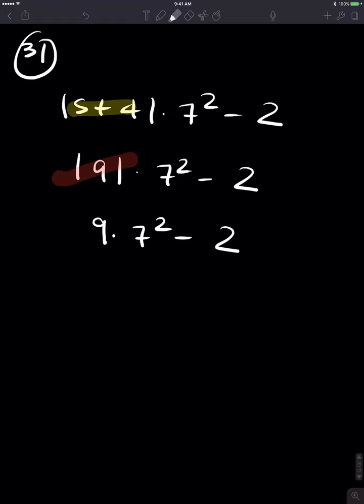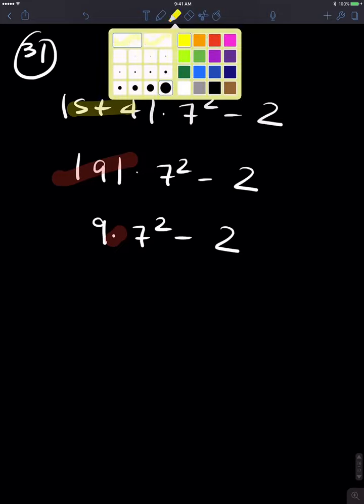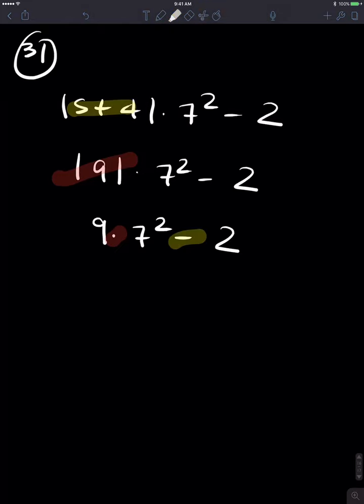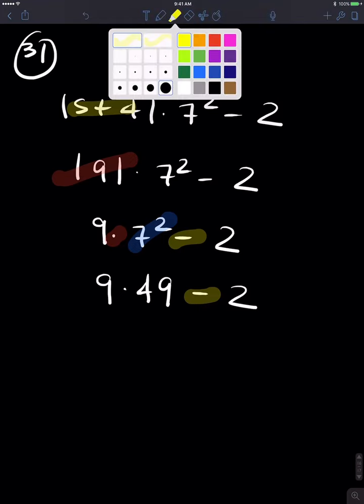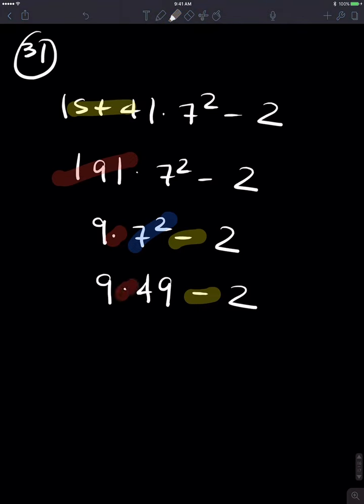I have multiplication, subtraction, and an exponential. The exponential outranks multiplication and subtraction. 7 squared is 49. I have my subtraction, I have my multiplication. Multiplication outranks subtraction. I have to determine what 49 times 9 is.